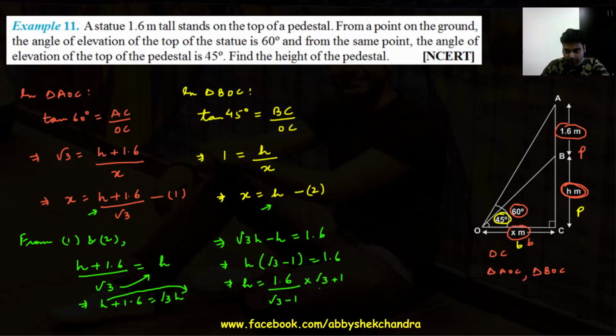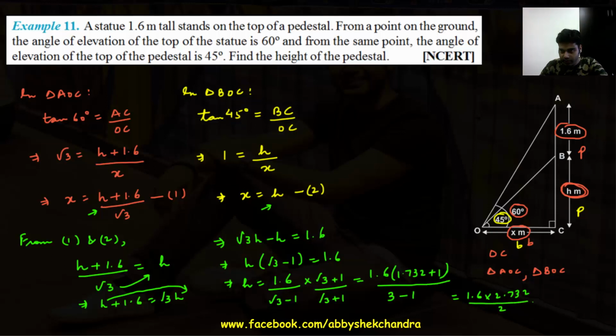Rationalize: multiply by root 3 plus 1 by root 3 plus 1. So this will give me 1.6 into 1.732 plus 1 divided by root 3 minus 1 into root 3 plus 1, which would be root 3 squared minus 1 squared, that is 3 minus 1, which is 2. So this will give me 1.6 into 2.732 divided by 2 meters, right?